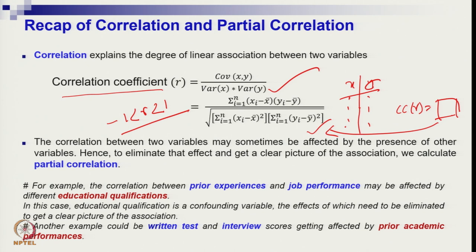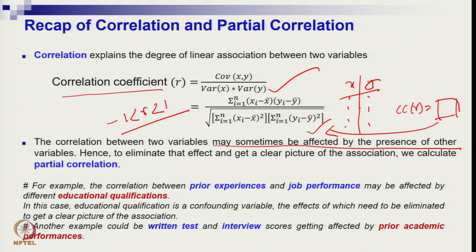Now the question is, if there are three variables and you need to find the correlation between x1 and x2, and x3 is also involved, which has an impact on x1 and x2. In that case, look at the definition. The correlation between two variables may sometimes be affected by a third variable or other variables. In that case, you need to eliminate the impact of the other variable to find the correlation between the main two variables.